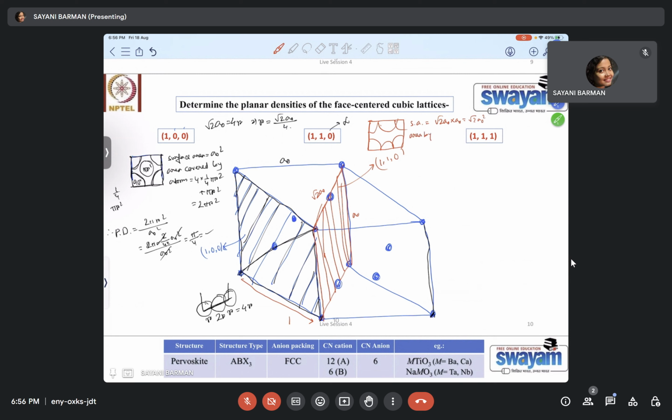And the area covered by atoms: how many 1 by 4 pi r square are there? 1, 2, 3, 4. So 4 into 1 by 4 pi r square, right? And there are two semicircles also. 2 into 1 by 2 pi r square, right? So again it will be 2 pi r square.